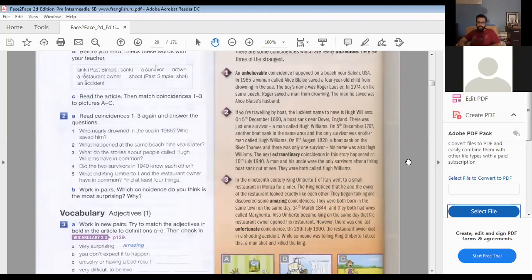Maybe drowned. Okay, correct. The story is all about drowning and sinking boats. But what do the people called Hugh Williams have in common? What's the thing in common about all the Hugh Williams people in this story? Because there's not only one person called Hugh Williams. There are many people. I think almost 4 or 5 Hugh Williams. Hugh Williams. Sorry.